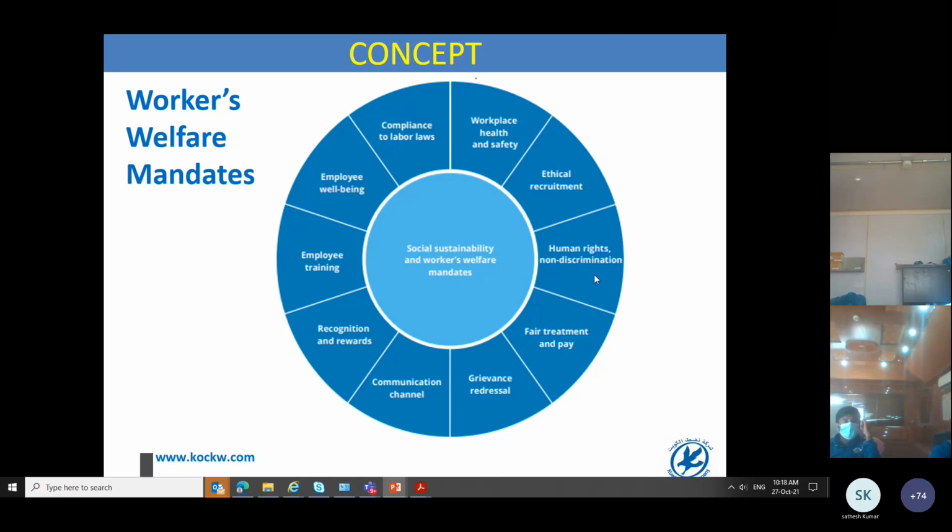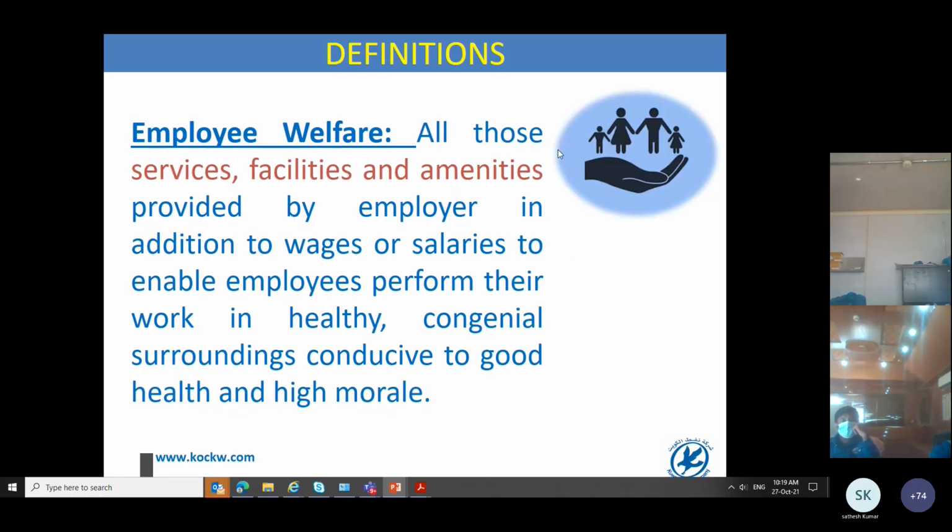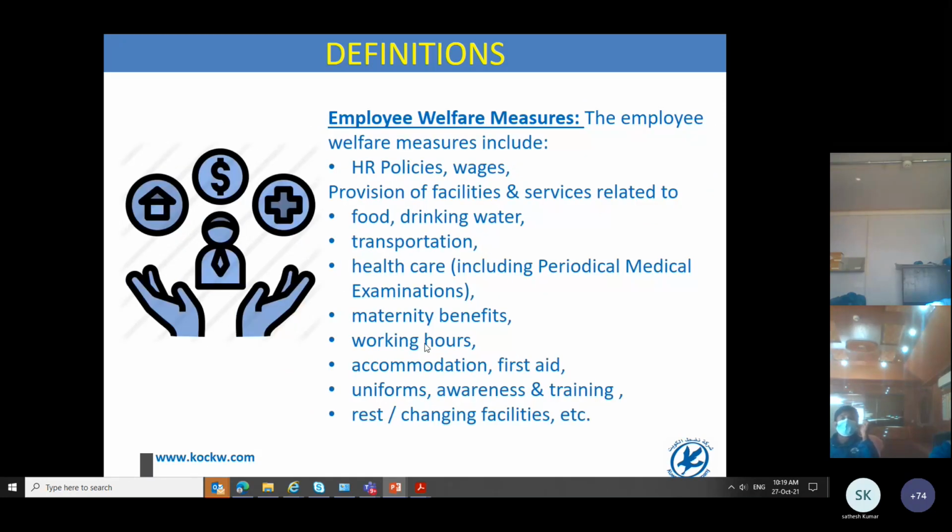At the inner circle, you have the social sustainability and workers' welfare mandates. These are all the mandates which we will be focusing on as part of this procedure. So let's talk briefly about the definitions. I'll change to the next slide, definitions. Basically, employee welfare is all those services, facilities and amenities provided by the employer, in addition to the wages or salaries, to enable employees to perform their work in healthy, congenial surroundings. That means very comfortable surroundings, conducive to good health and high morale. That's another important thing.